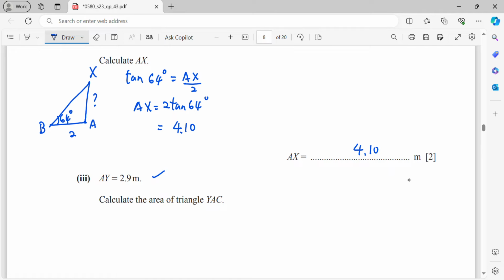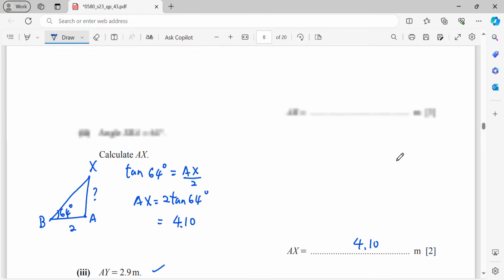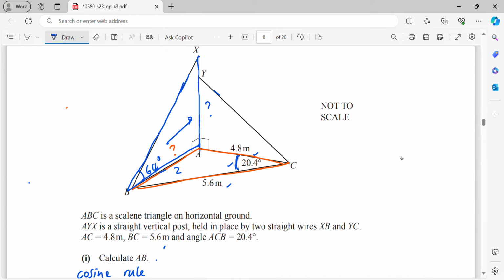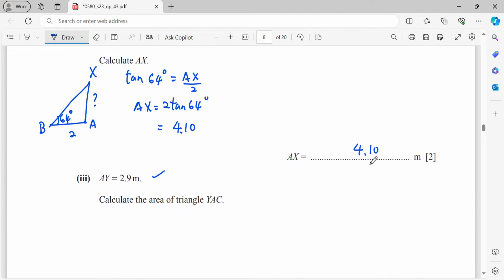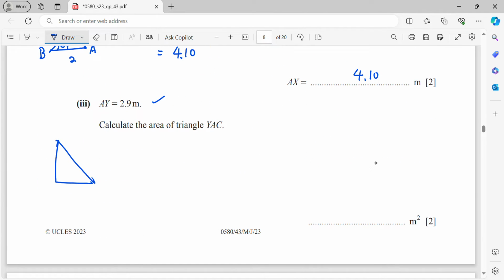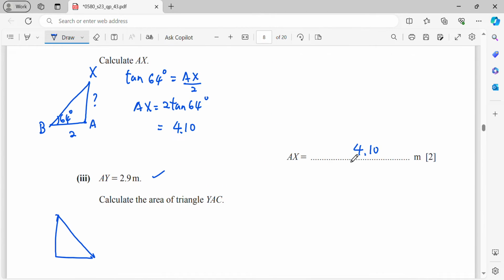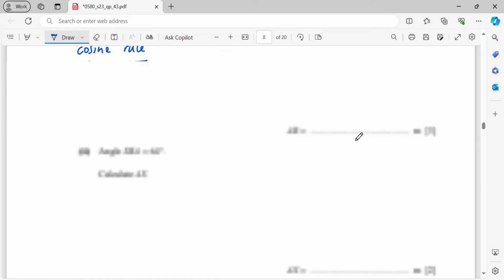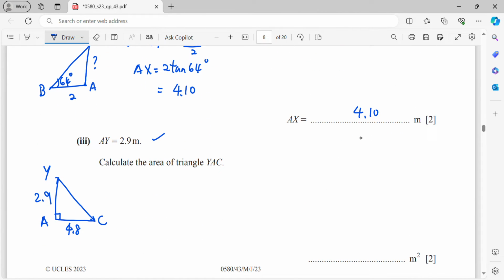Now part 3: AY is 2.9 meters. Calculate the area of triangle YAC. So AY is 2.9, and the base is 4.8. Now I will just draw the triangle. The area is half of base times height. The base is 4.8 and the height is 2.9. From here, you will get 6.96. Okay, so that's done for the area of the triangle.